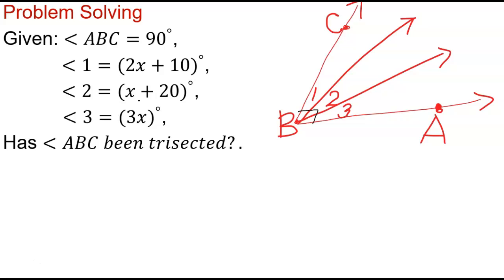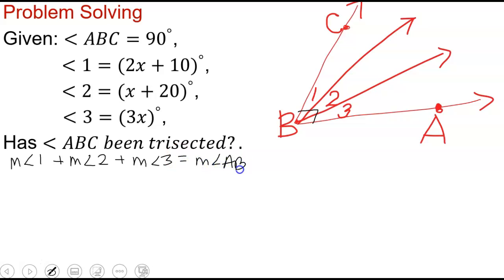Well, by angle addition postulate, we know that the measure of angle 1 plus the measure of angle 2 plus the measure of angle 3 equals the measure of angle ABC. At least by angle addition postulate, we know that. We cannot assume angle measurement. So we substitute. For the measure of angle 1, we have 2x plus 10, plus the measure of angle 2, we have x plus 20. For the measure of angle 3, we have 3x. And the measure of angle ABC is 90 because it's given to us.